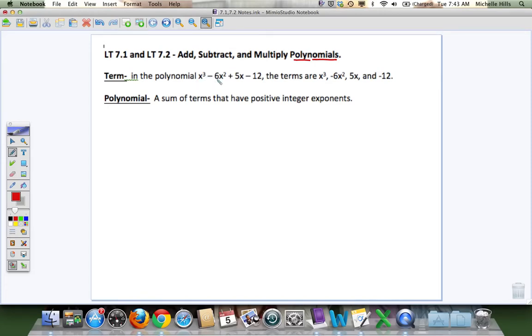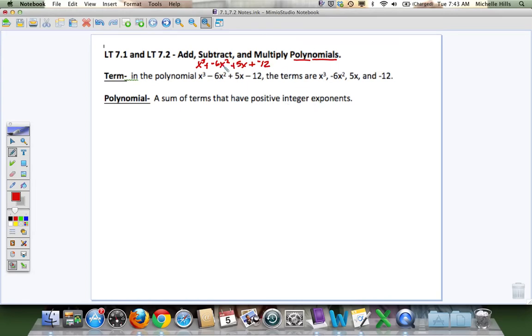In this polynomial, the terms are x cubed, negative 6x squared, because this is like x cubed plus a negative 6x squared plus a 5x plus a negative 12. So the terms are x cubed, negative 6x squared, 5x, and negative 12. So a polynomial is a sum, meaning addition, of terms that have positive integer exponents.